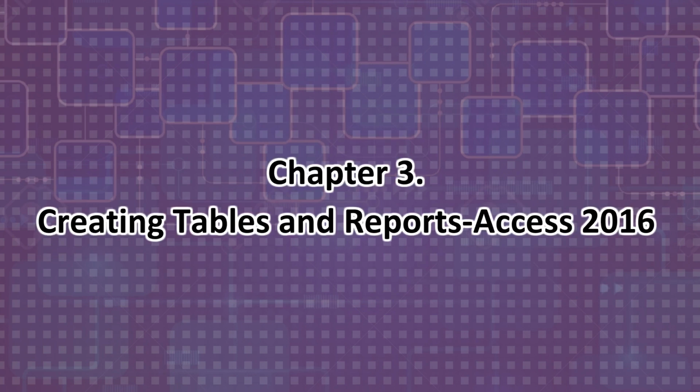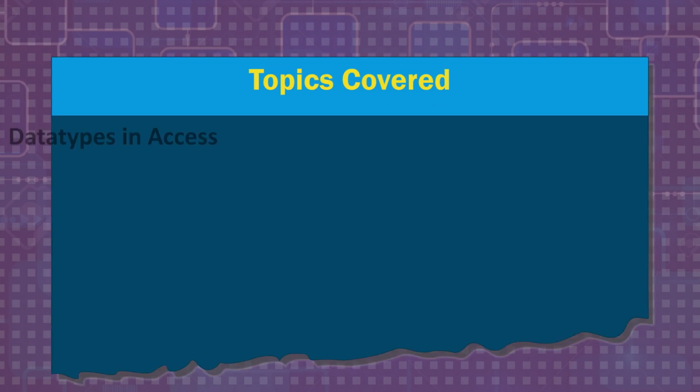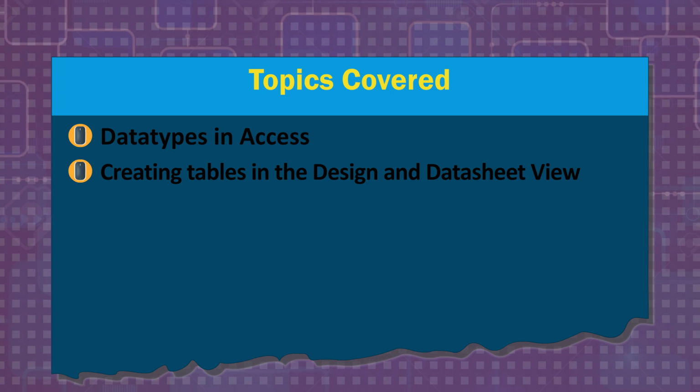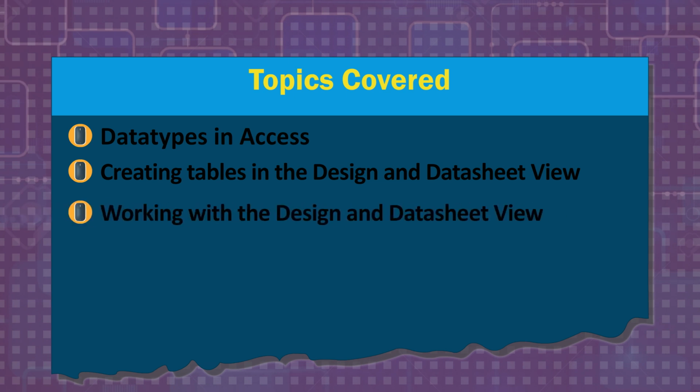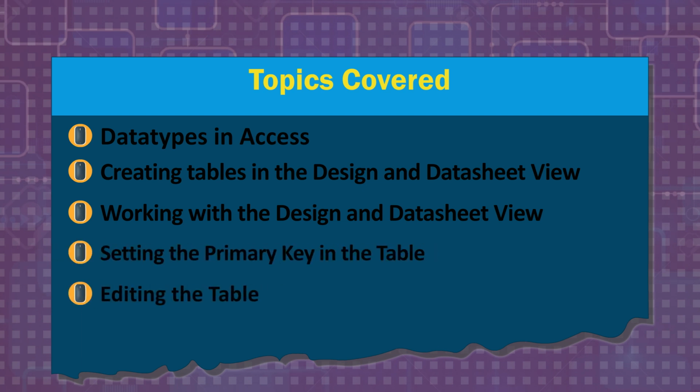Chapter 3, Creating Tables and Reports, Access 2016. Topics covered: data types in Access, creating tables in the Design and Datasheet view, working with the Design and Datasheet view, setting the primary key in the table, editing the table, creating reports and forms in the database.